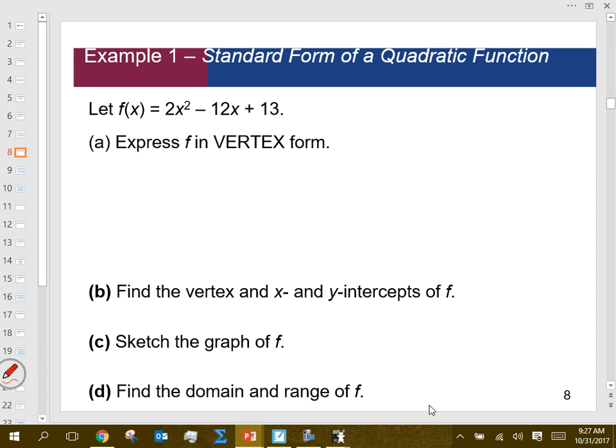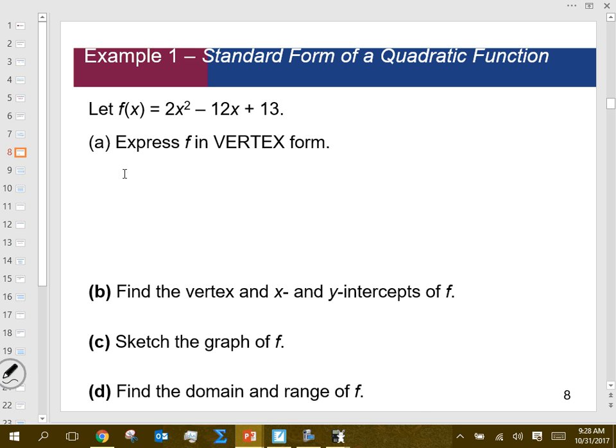It says let f of x be 2x squared minus 12x plus 13. It says express f in vertex form. So we need to transpose this into a different format, and there's a general procedure for that. Like I said, it's completing the square.